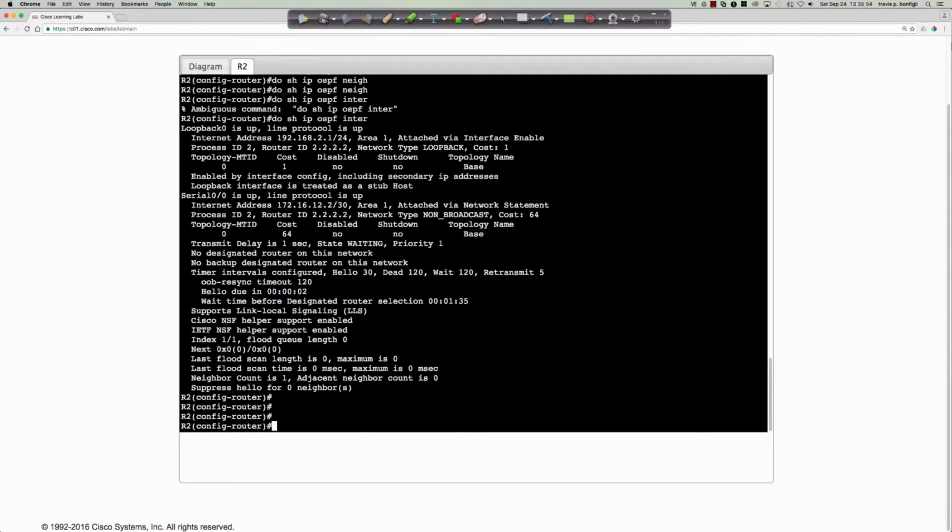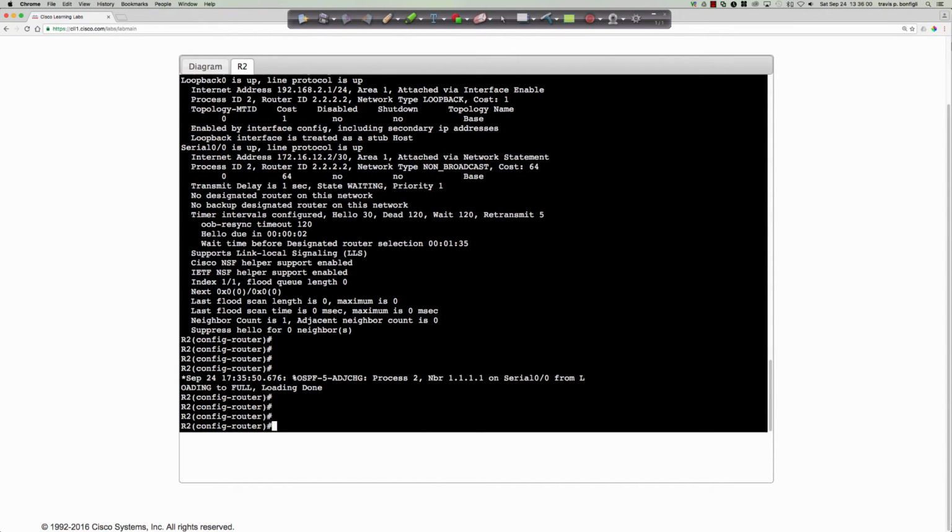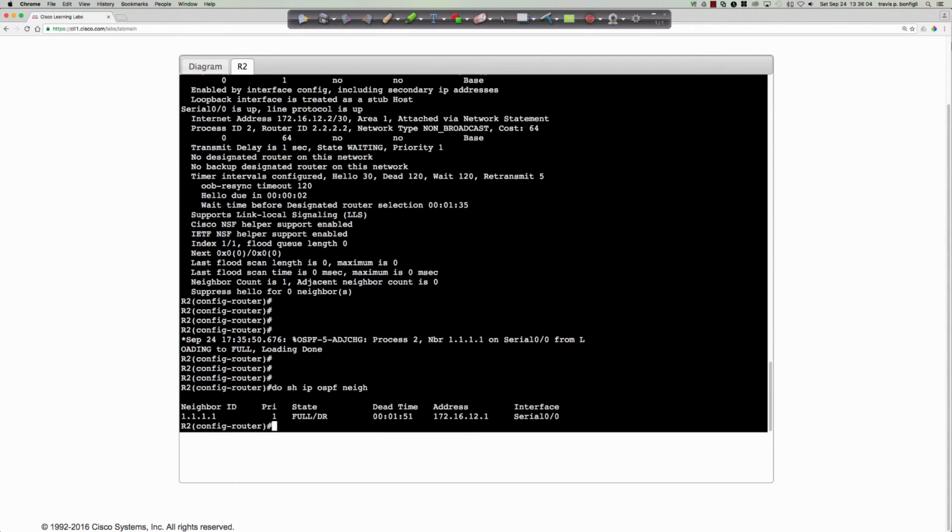So we've got area 1 taken care of here on router 3. And then you can see, there we go. We went from loading to full. So now if I say do show ip ospf neighbor, you can see there that we are in the full state and that the DR is router 1. And that is the router ID of router 1. You can see the dead timer is counting down.